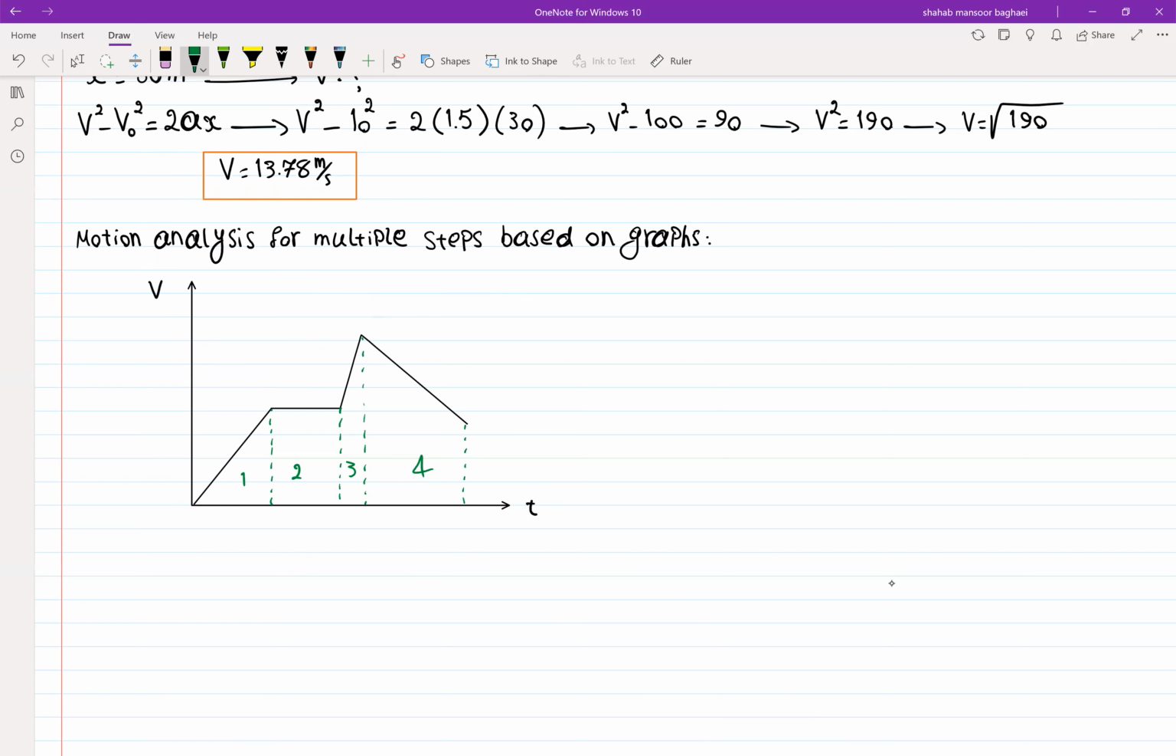And according to this line, you can figure out that you have a slope. And if you have a slope, it means you should have acceleration. And you have positive slope. It means you have a positive acceleration here. Definitely over here, you have accelerated motion. Number 1, accelerated motion. And because of positive slope, you have increasing velocity.